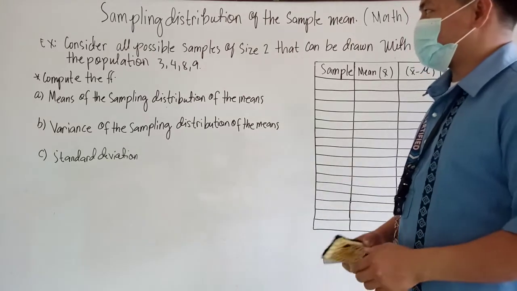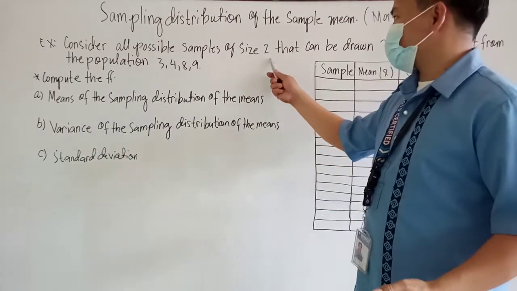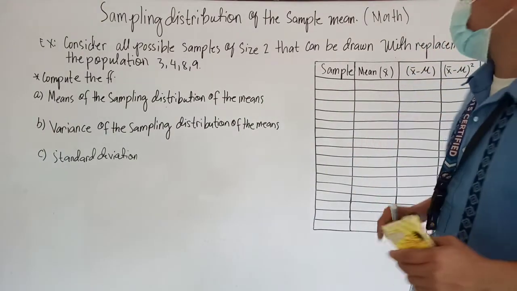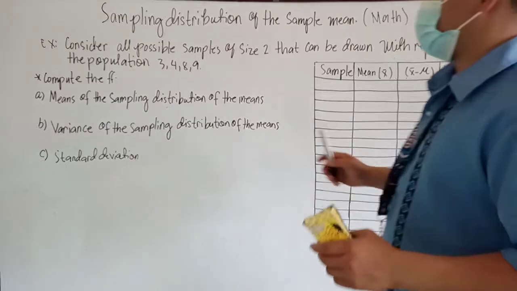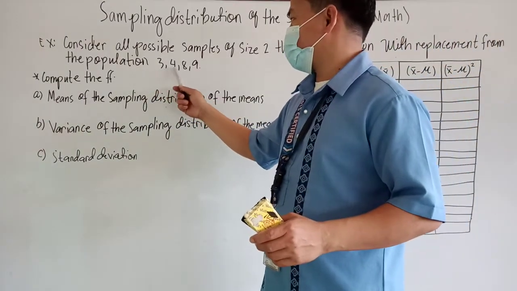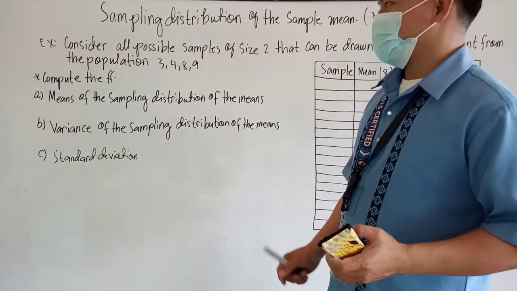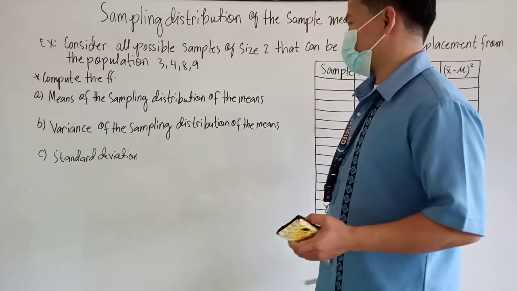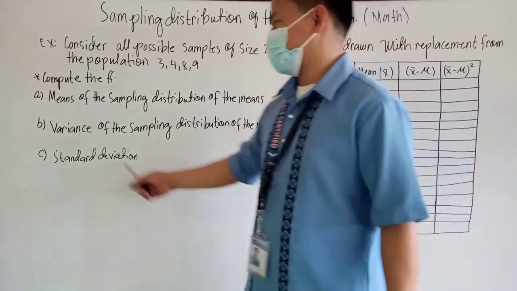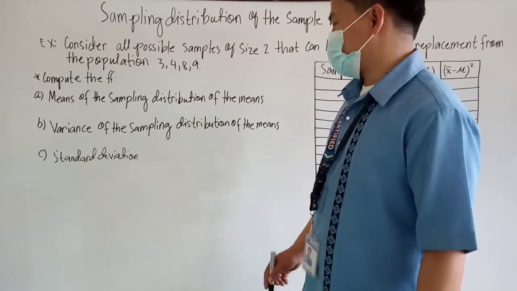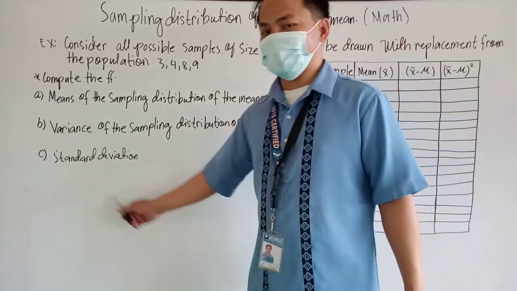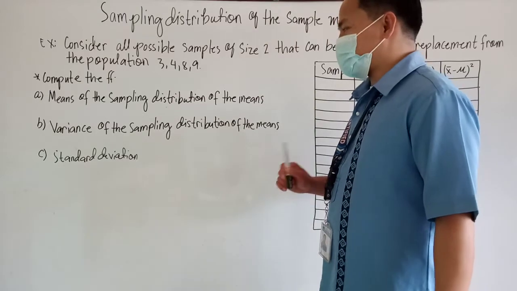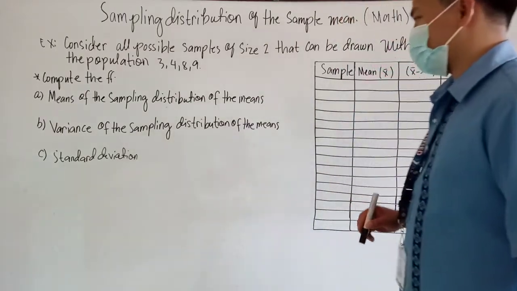We consider all possible samples of size 2 that can be drawn with replacement, meaning the numbers can be put back, from the population containing 3, 4, 8, and 9. Then compute the following. The first one, the mean of the sampling distribution of the means. Letter B, the variance of the sampling distribution of the means. And letter C, the standard deviation of the sampling distribution of the means.